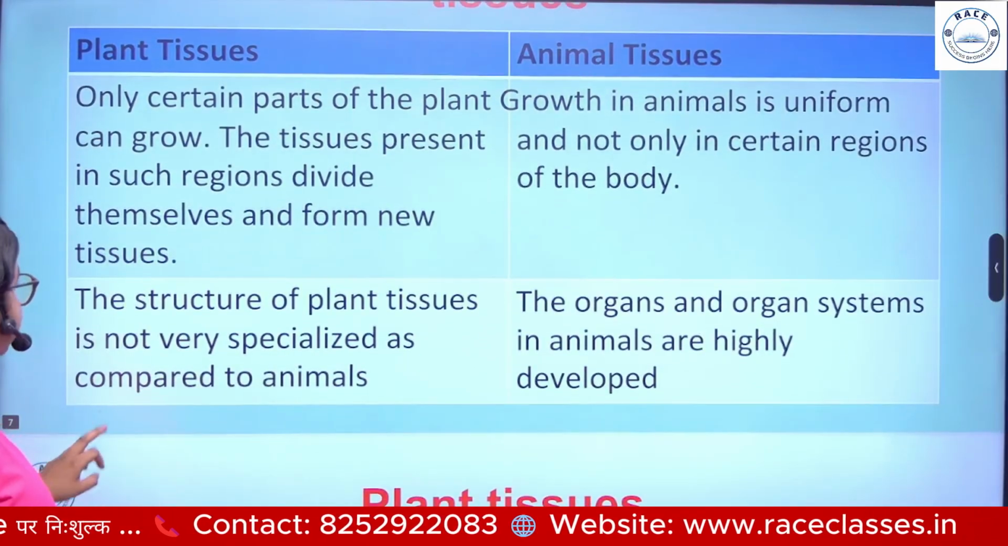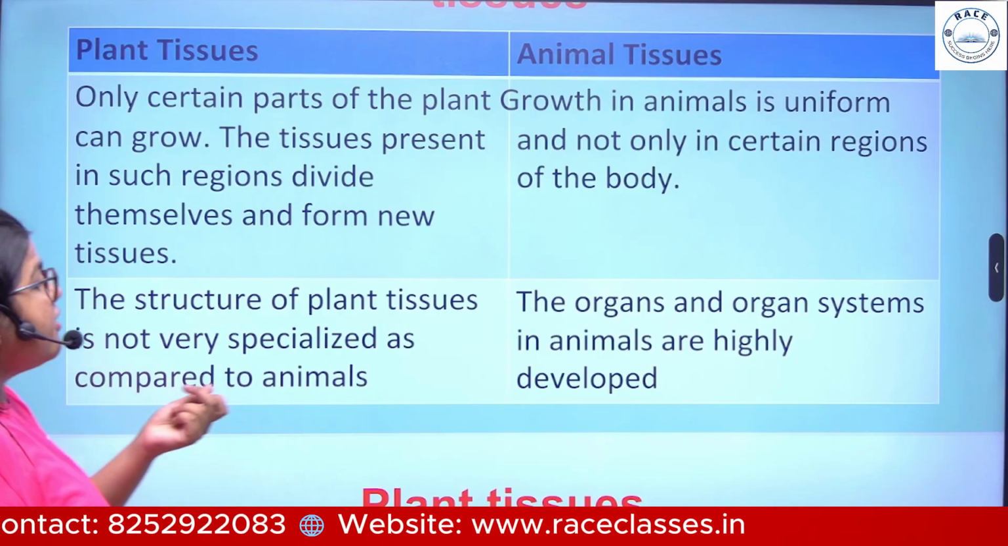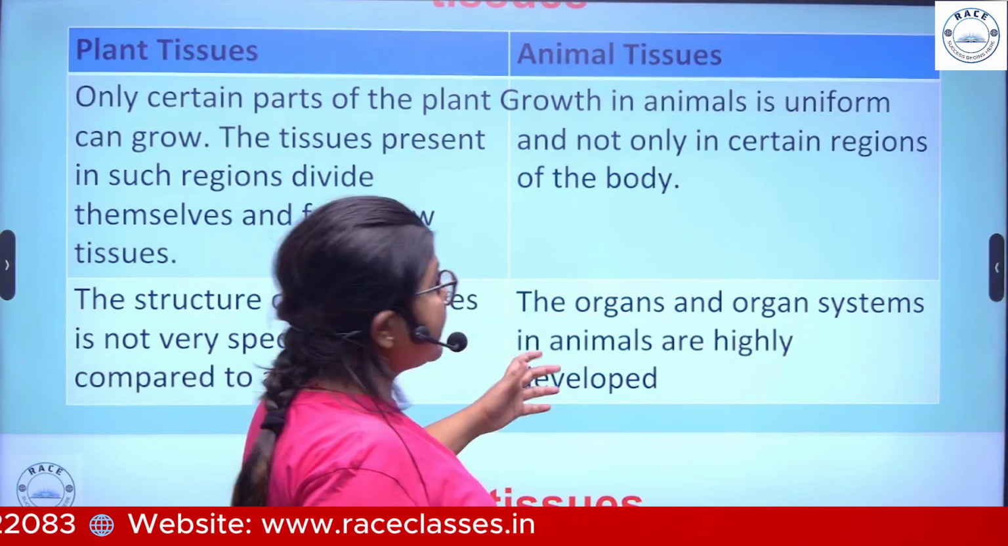It's not normal. The structure of plant tissues is not very specialized as compared to animals, whereas the organs and organ systems in animals are highly developed.